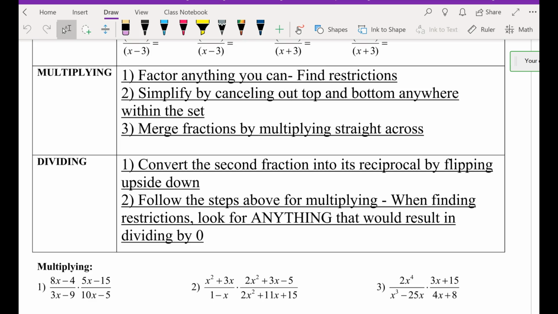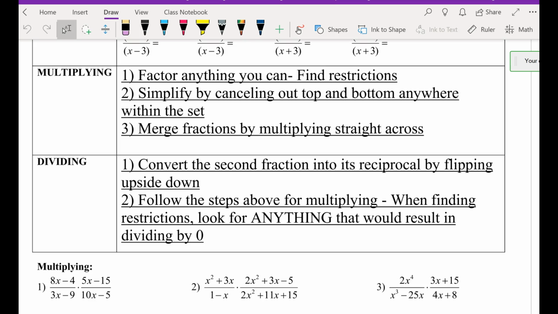So under multiplying, can you please read number 1 for me, please, Amanda? Factor anything you can, find restrictions. Yep, we're going to start with factoring. That's our first thing in trying to simplify or multiply. Arista, can you help me read number 2, please, under multiplying? Simplify by canceling out. Very good. Joe, can you help me read number 3, please? Right, okay. So when you multiply, guys, you want to multiply horizontally.